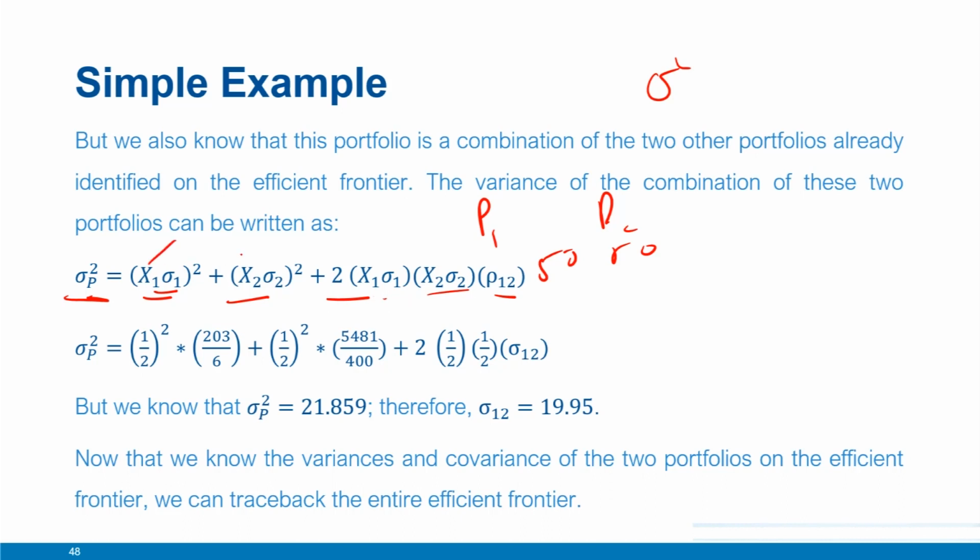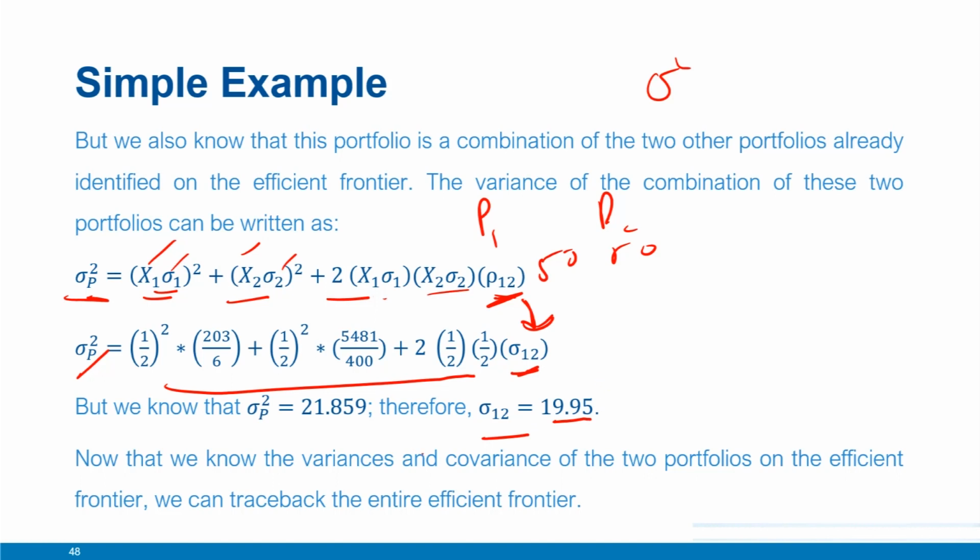Here we know x1, we know x2, 50-50%, we know sigma 1 sigma 2, we have already identified. The only missing piece here is rho 1 2. So we can keep this as, like we said and discussed in the previous video, an unknown variable. So only sigma 1 2 is unknown while sigma p square is known. All these terms are constants, so we can obtain sigma 1 2 here, which turns out to be 19.95.